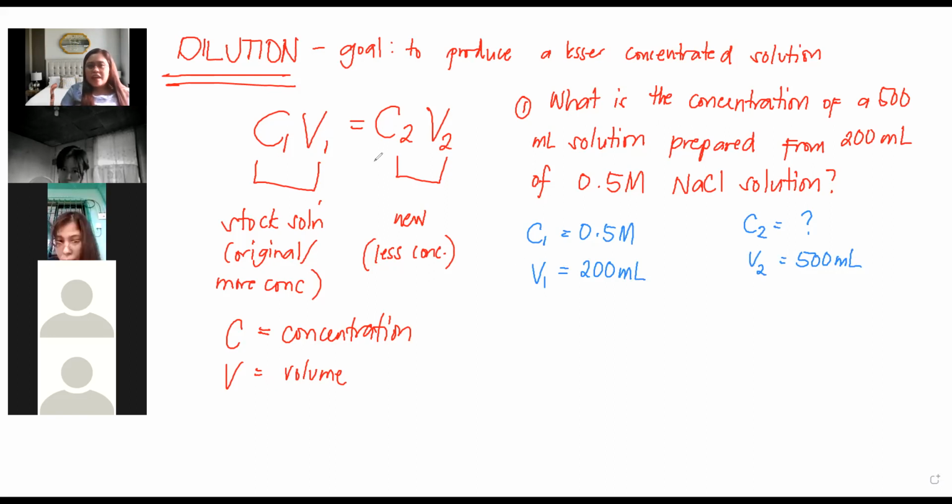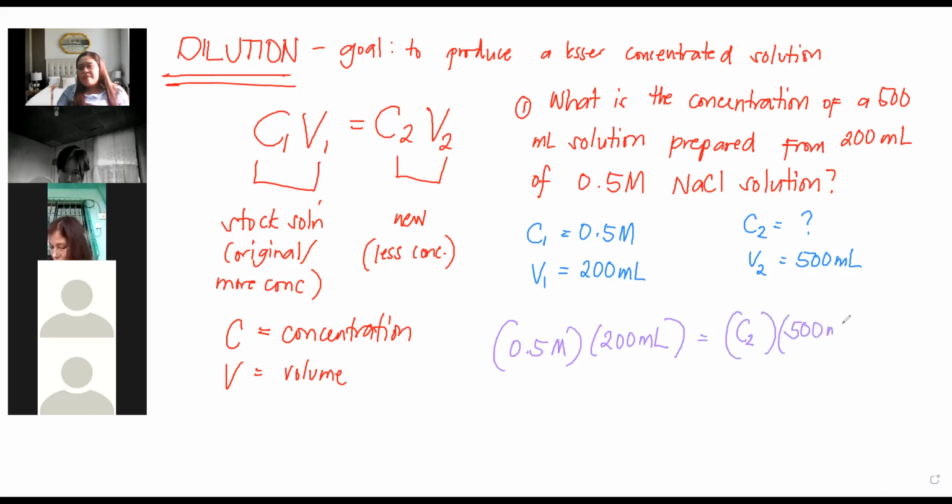So, in computing, again, let's just use this formula here. And this is like this. 0.5 M times, i-multiply mo lang siya with 200 ml equals, hinahanap natin si C2 and then i-multiply siya with the 500 ml. So, 0.5 times 200 is 100 M times ml. This is multiplication equals, syempre ito hindi natin ma-multiply.